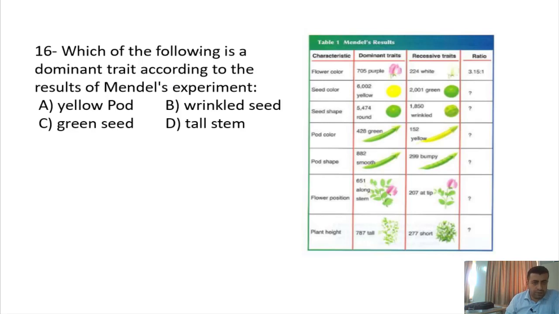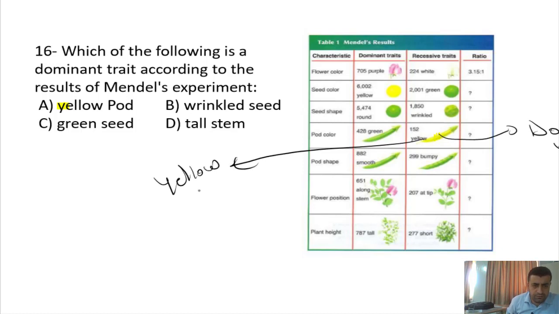Which of the following is a dominant trait according to the result of Mendel experiment? As you see here, let us check all options. Yellow pod. When we check yellow pod, this one is dominant. Because this one, yellow pod. Here it is yellow pod. Let us write here yellow pod. So it is recessive.